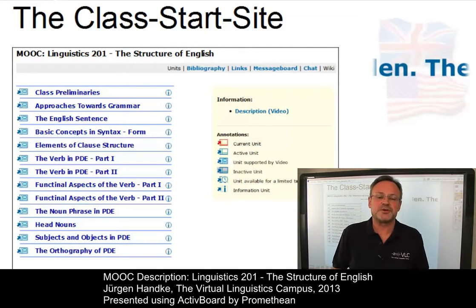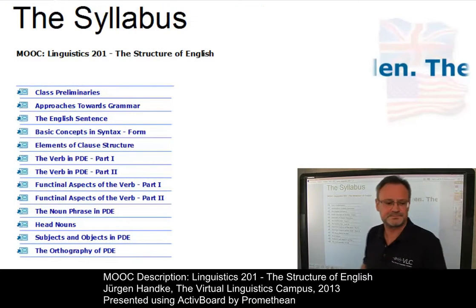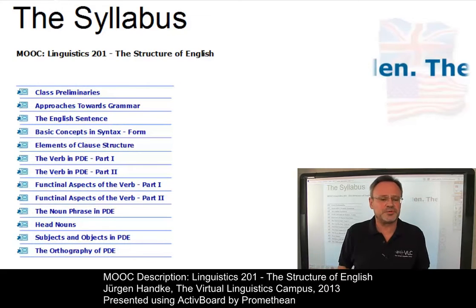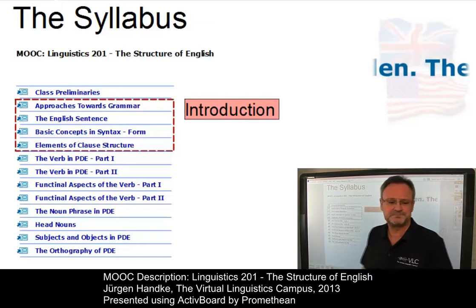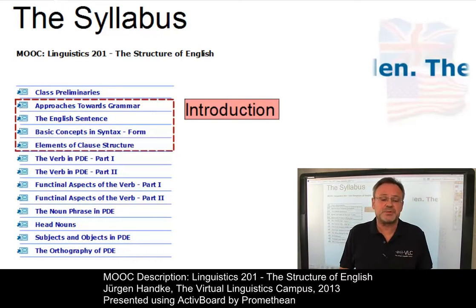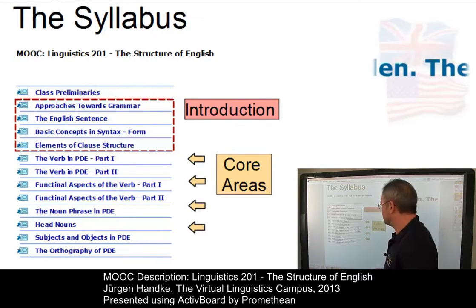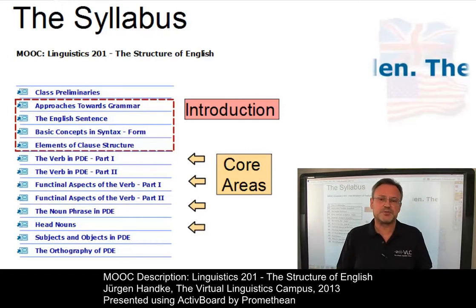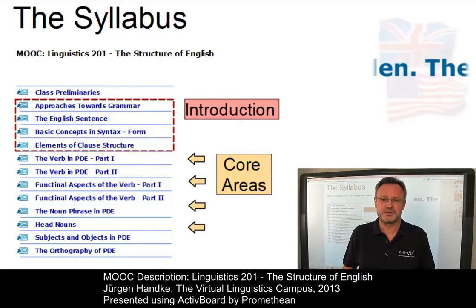Let us now look at the content of the class traditionally referred to as the class syllabus. The class is subdivided into 3 parts. After an overview of the main principles of grammar and the analysis of English sentences with its main categories and functions, we will discuss the central syntactic categories and functions of present-day English in detail. That is, we will look at verbs and nouns, their integration into phrasal categories and their use within elements of clause structure. These units constitute the core of the class.